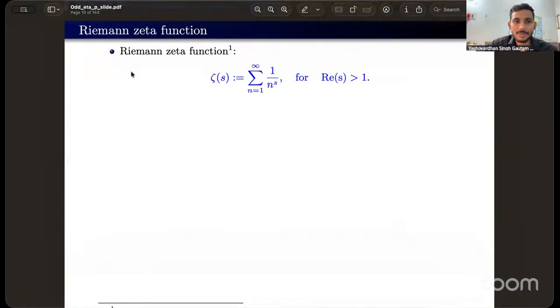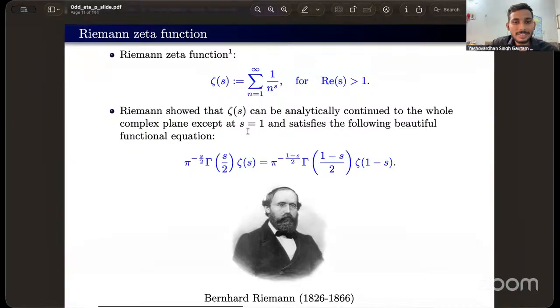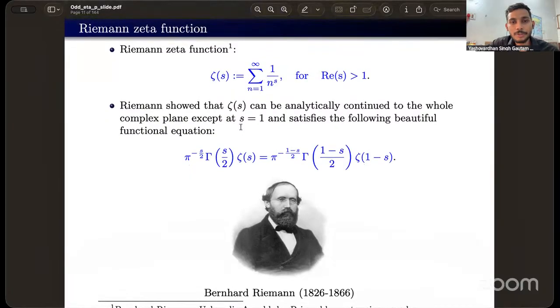Riemann, in his famous paper in 1859, defined a complex function as the infinite sum of 1 upon n to the power s, and he denoted this function as zeta of s, for the complex variable s. This is valid for real part of s greater than 1. He also proved that this zeta function can be analytically continued to the whole complex plane except for s equal to 1, where we have a simple pole with residue 1.